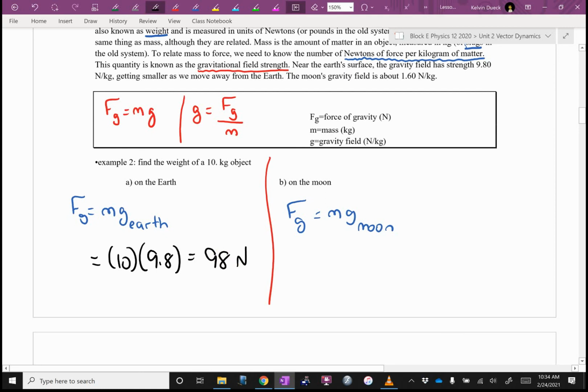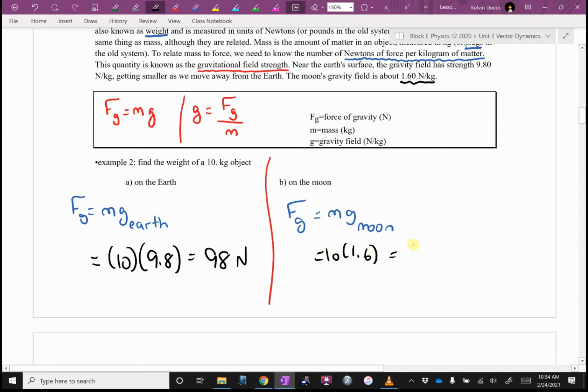So a 10 kilogram mass, that spring scale that I just showed you, if I had a 10 kilogram mass on there, it would be pulling down with 98 newtons of force on my arm. What's the moon's acceleration due to gravity? I stuck it up here in the paragraph. It's about 1.6. So it's going to be 10 times 1.6.